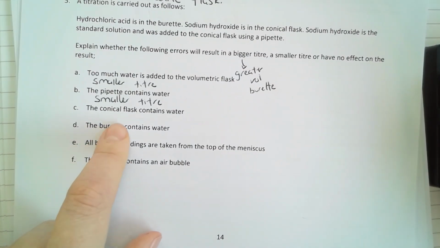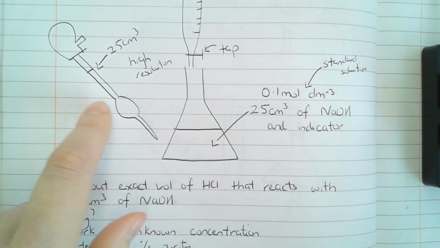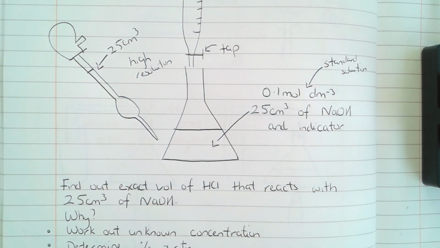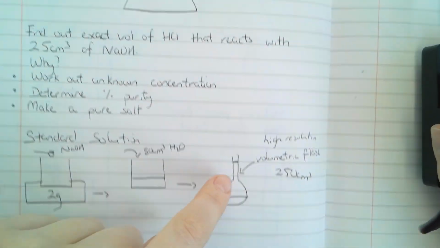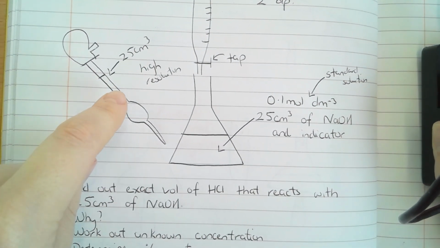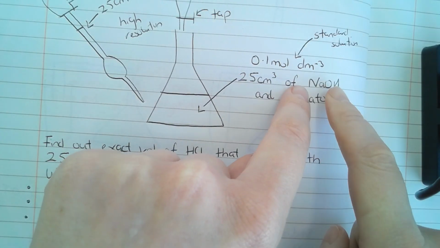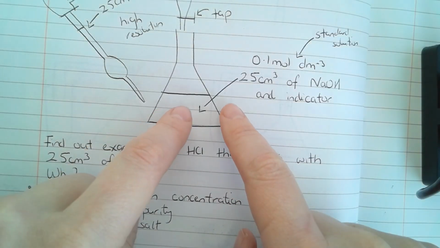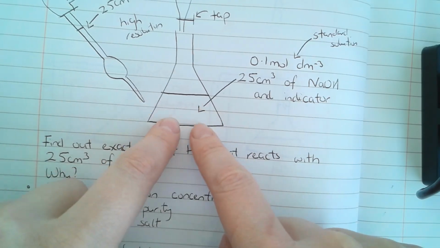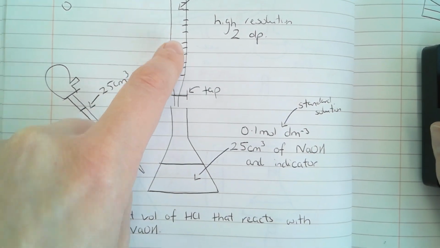Now the next one is a little bit trickier. The conical flask contains some water. So that means that there was a little bit of water in here when I added my solution. This actually doesn't have any effect, and I'll explain why. If you use your volumetric flask correctly and you use your pipette correctly, then you do transfer the correct number of moles of sodium hydroxide to that flask. The sodium hydroxide will not react with water. Water can't neutralize sodium hydroxide. So the number of moles of sodium hydroxide will be unchanged. If the number of moles of sodium hydroxide is unchanged, then your titer is going to be unchanged.